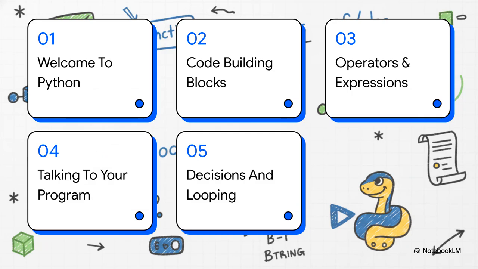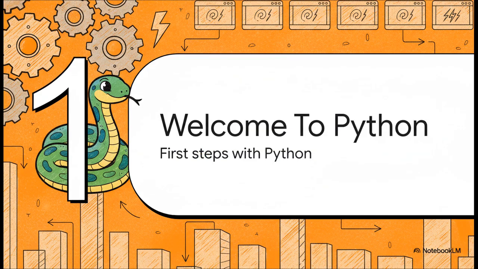Okay, let's take a quick look at our roadmap for today. First, welcome to Python. Second, code building blocks. Third, operators and expressions. Fourth, talking to your program. And finally, making decisions and looping. All right, Section 1. Welcome to Python. Your first steps with the interpreter.